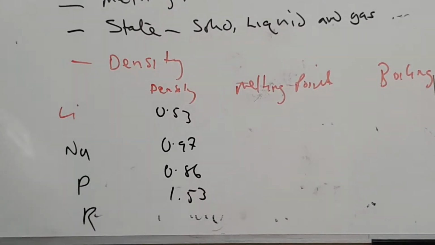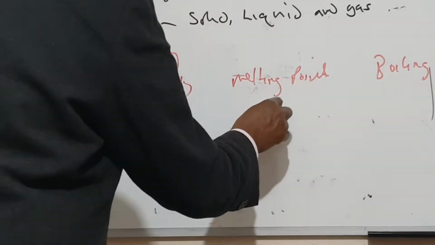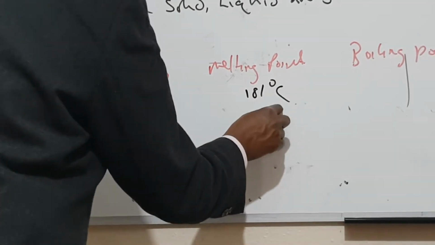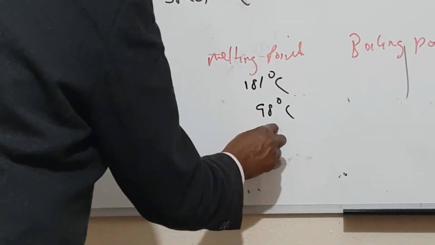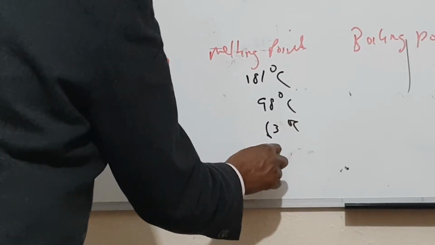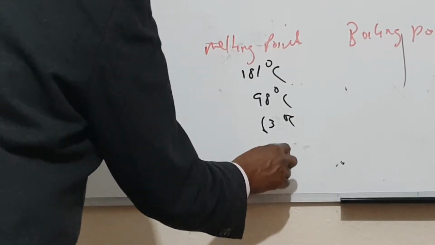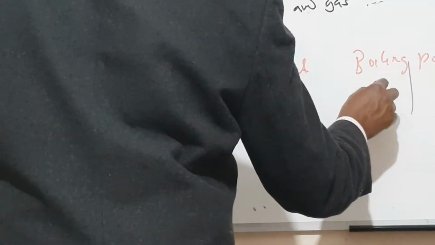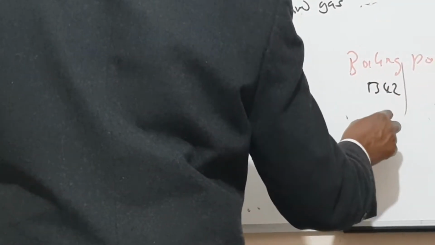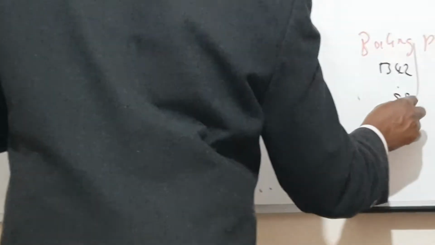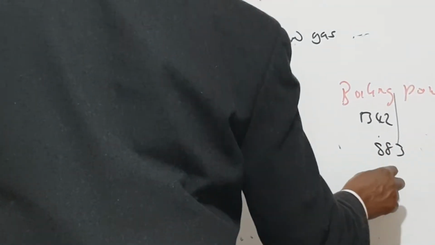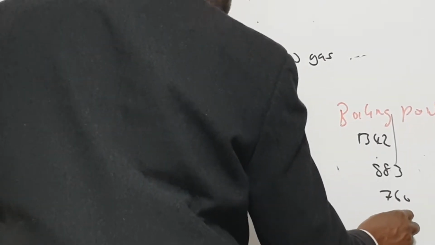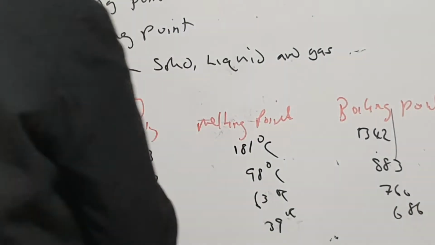Melting point 181 Celsius, 98 Celsius, 63 Celsius, and 39 Celsius. Okay, look at the boiling point: 1342, 883, 760, 686. Okay, look at it.